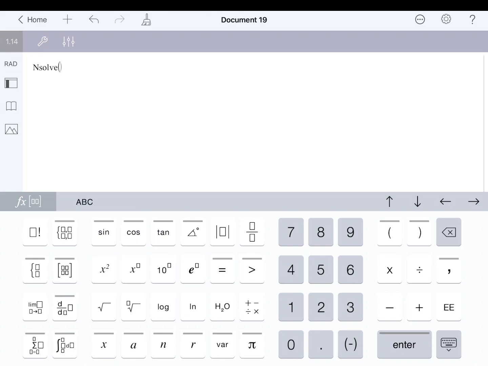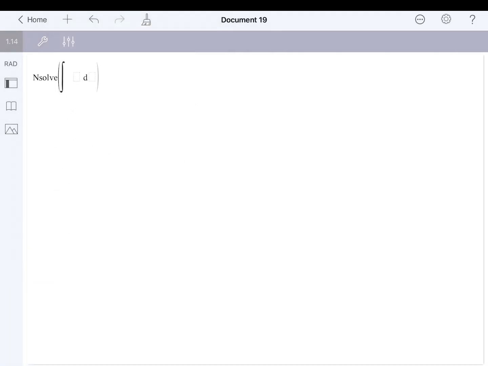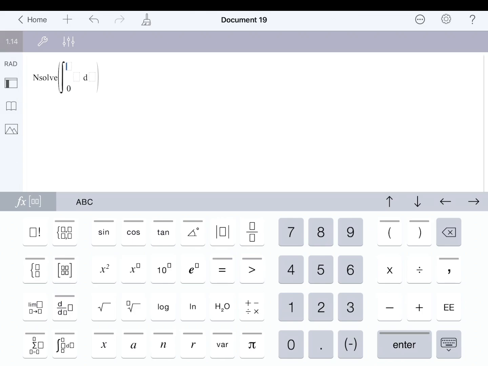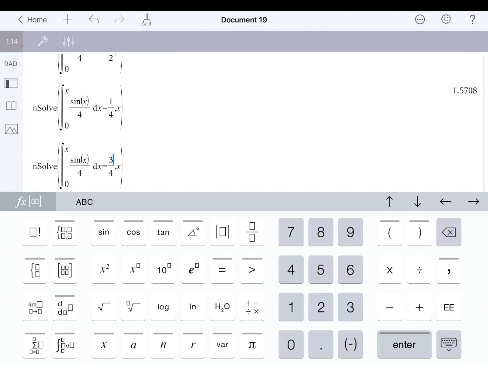Then let's put in an integral. I press menu, go to calculus, and numerical integral is what we have there. I'm going to go from 0 to x, since I don't know my median. The function I have is sin x over 4 dx. I'm going to let that equal one half, as the median, and I'm looking for x, and it's going to get you that. So you can use NSolve for that. You can use it for finding the first quartile as well, so it's going to be a quarter. If you want to find the three quarters, it's going to get you that as well.